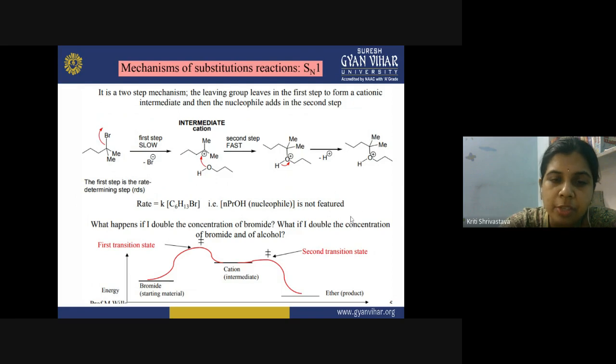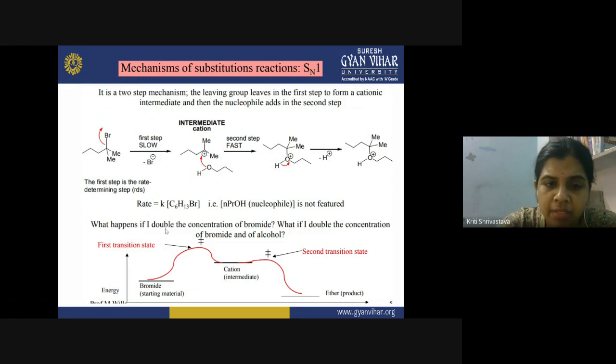So this is a substitution where the rate of the reaction is actually proportional to the concentration of only the substrate, and your nucleophile is not involved anywhere. So the molecularity of the reaction is 1, and as a result, these types of reaction mechanisms are called SN1 reactions.